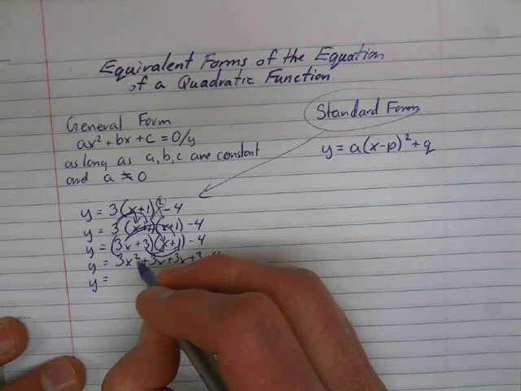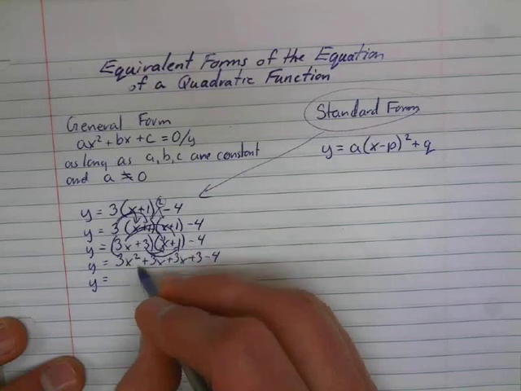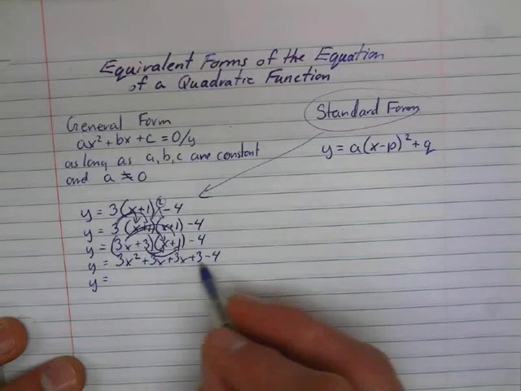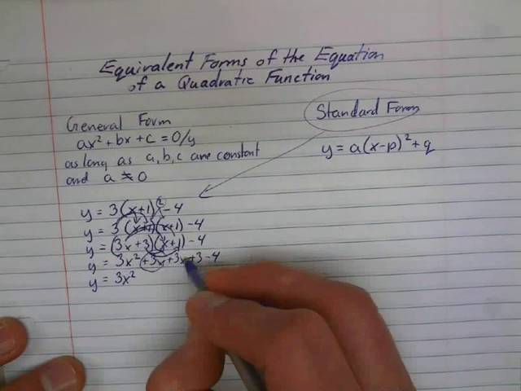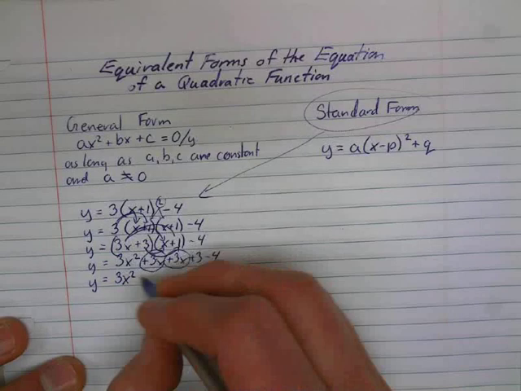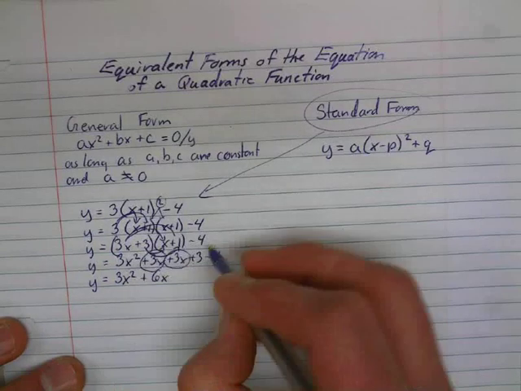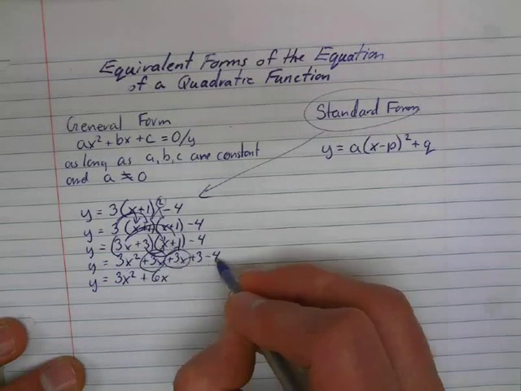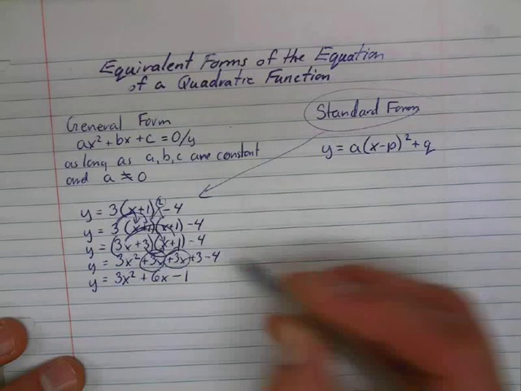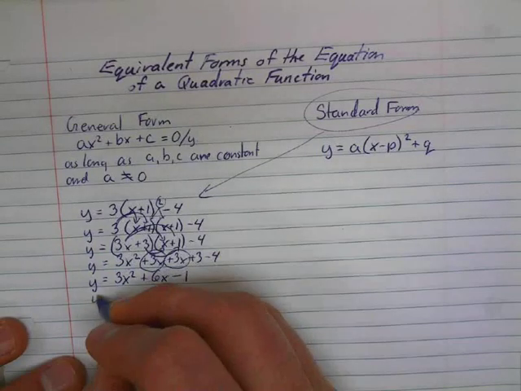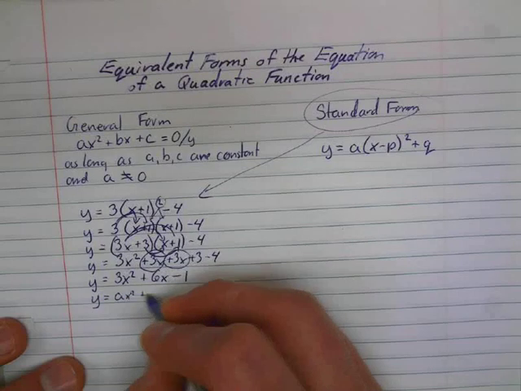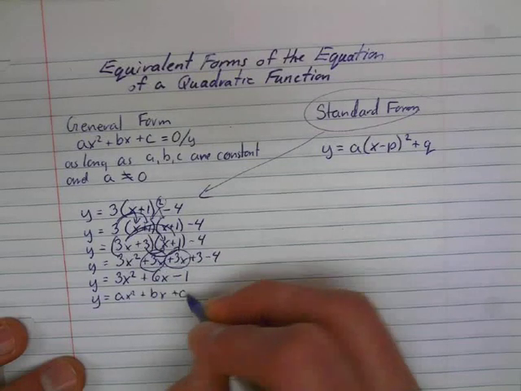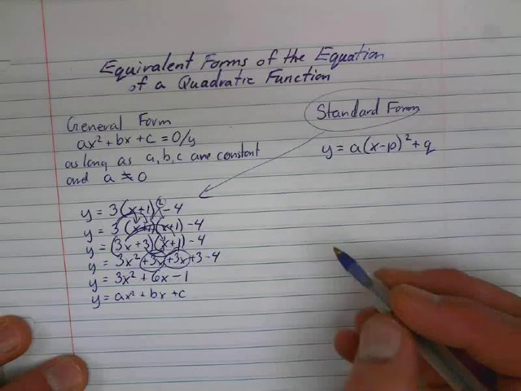One more time, we will then group our like terms. I look for x squared, there's only 1, so it was 3x squared. I have 3x and 3x, so I can combine those, plus 6x. And then I have plus 3 minus 4, which turns into minus 1. This is in the general form, because it's ax squared plus bx plus c.